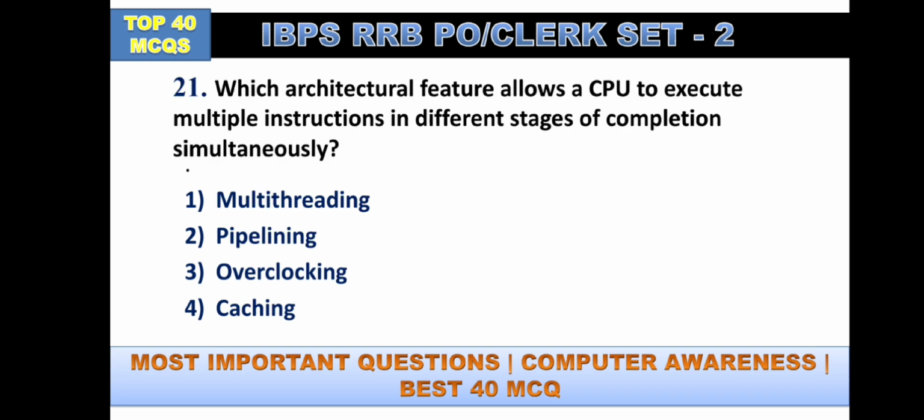Which architectural feature allows a CPU to execute multiple instructions in different stages of completion simultaneously? See, this question is from computer architecture. Okay, so it is done by pipelining. Okay, pipelining the whole process. So your answer is option number 2.